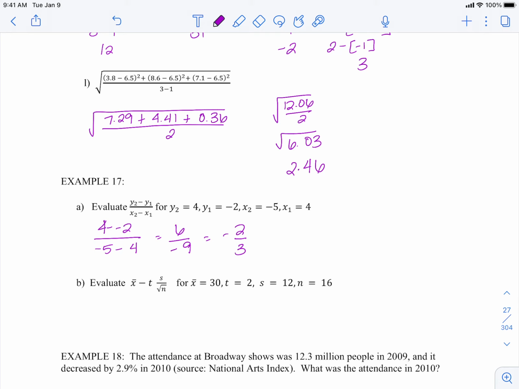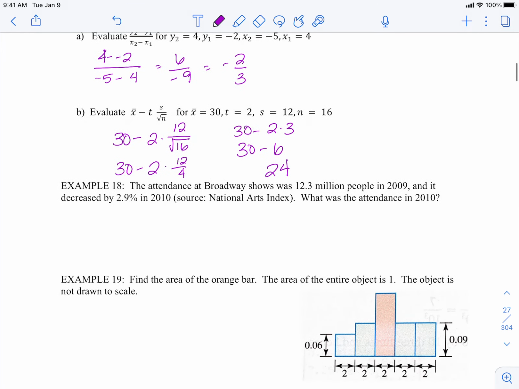Our next one, we have x bar minus t times s divided by square root of n. So our x bar is 30 minus our t is 2 times s is 12 divided by square root of 16. So this is 30 minus 2 times 12 divided by 4. Well, 12 divided by 4 is 3. So this is 30 minus 2 times 3. Then we multiply. 30 minus 6, which is 24.